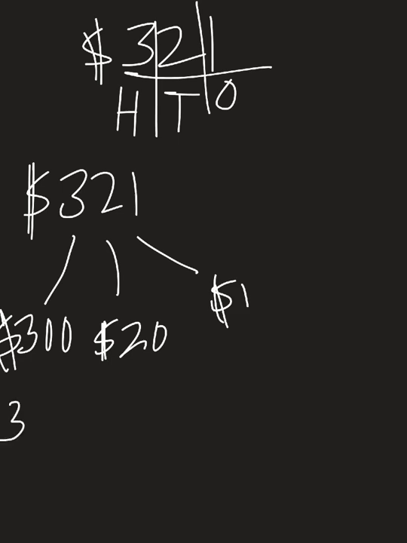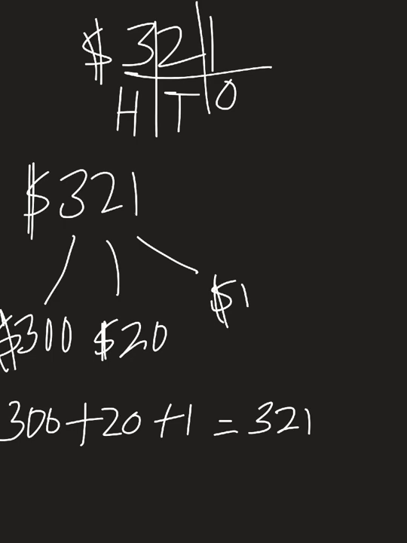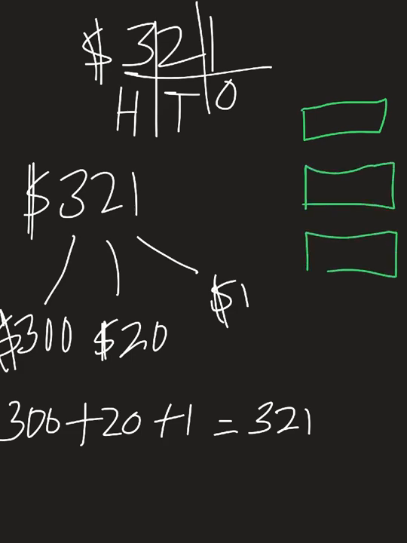Now, expanded form once again, to double check, 300 plus 20 plus 1 does give us 321, so we know we got it right. But how do we show this? Well, once again, we need to use rectangles. This time, since we have ones, tens, and hundreds, we're going to use all 3.